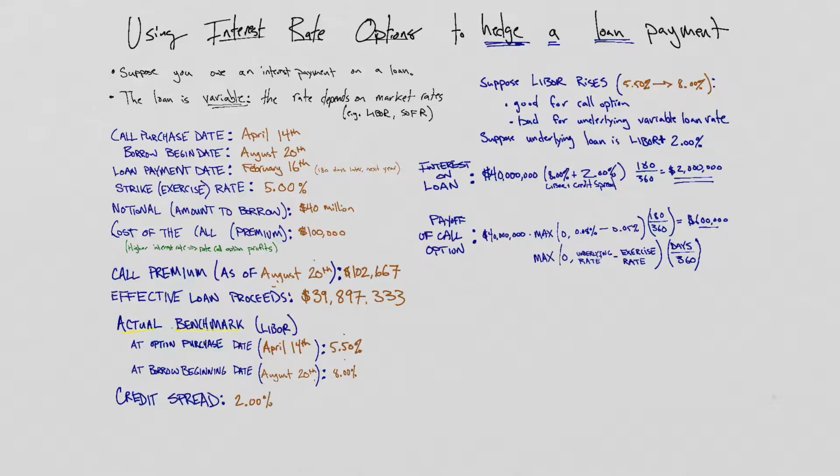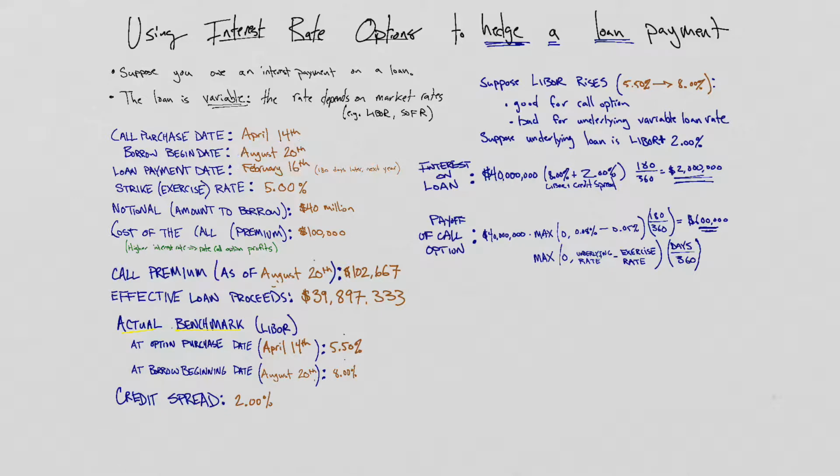The payoff itself, though, for both the option and the interest rate payment that we have to make doesn't occur until later, February 16th. So interest rate options are structured like this so that they kind of coincide with payment dates for the underlying loan that we have.